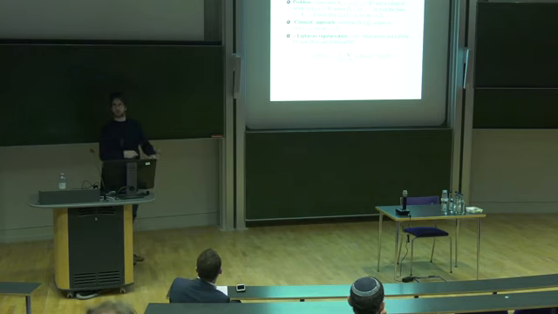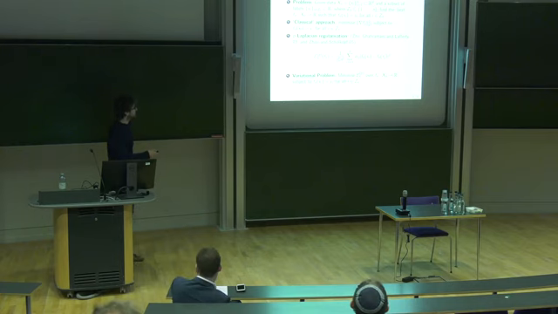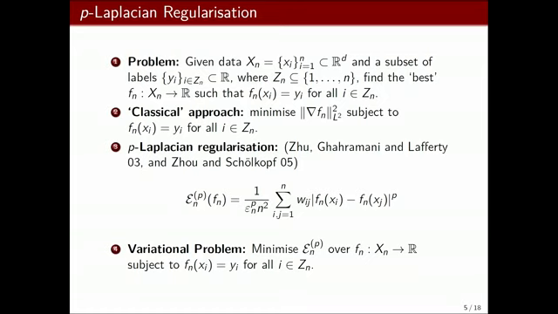So we're moving away from Euclidean geometry onto geometry on the graph. The variational problem we're going to consider is to minimize this energy over all functions from X_n to R, subject to the constraints that f_n of x_i is equal to y_i for all i in our constraint set.